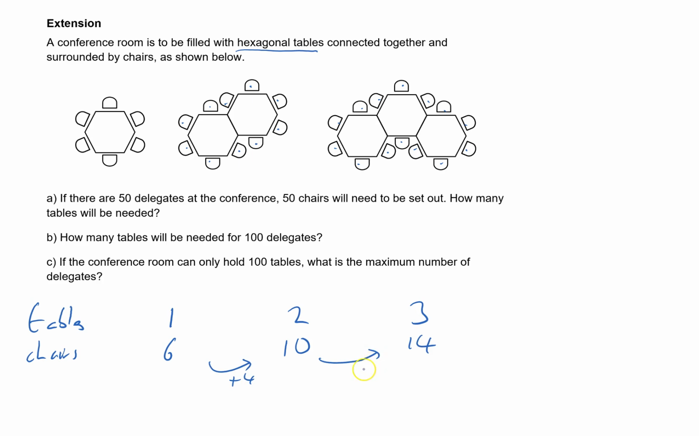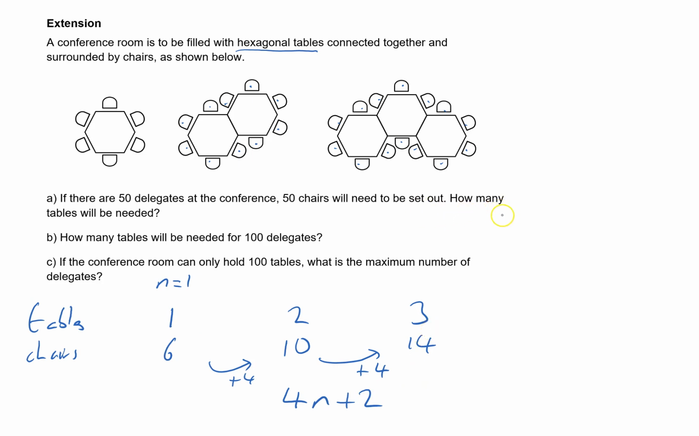And now I can see what's happening. It's going up by 4 each time. So I need a rule for that one. It goes up by 4 each time. So it's definitely going to be something to do with 4n, where n is the number of tables. Let's just try n equals 1. 4 ones are 4. How do I get 6? I add 2. So that does the first bit.